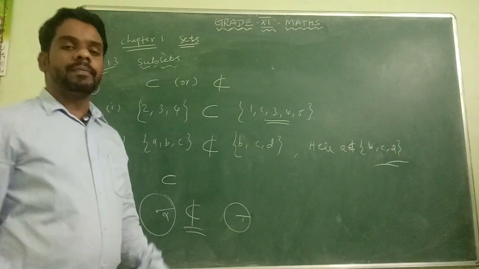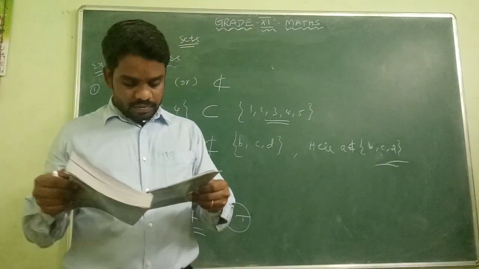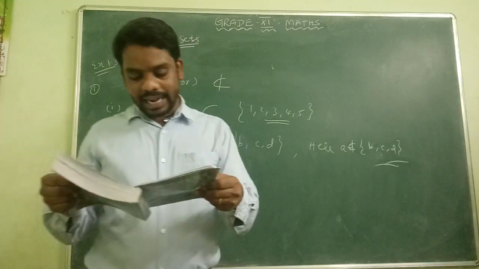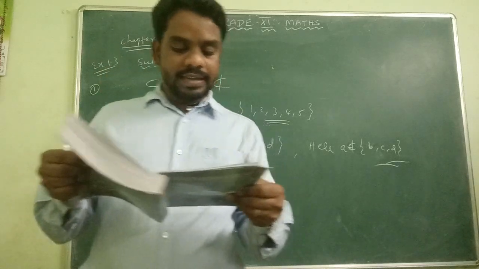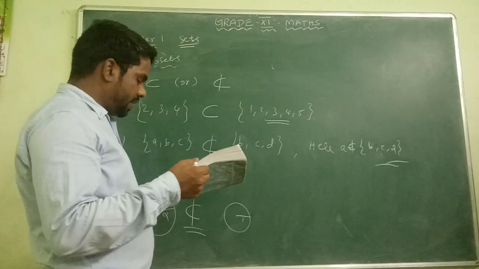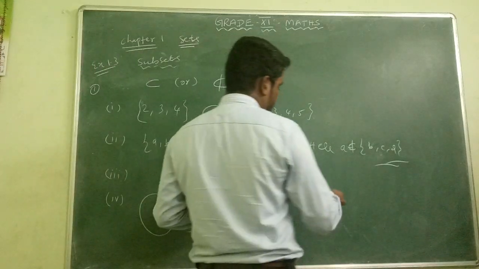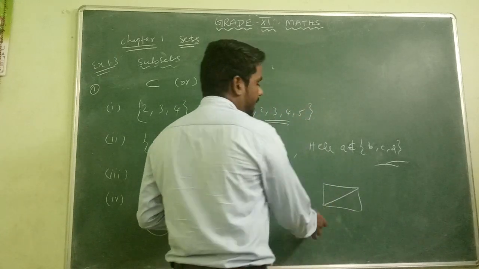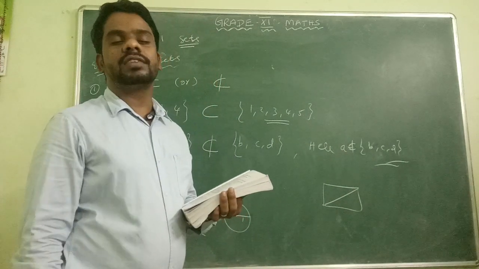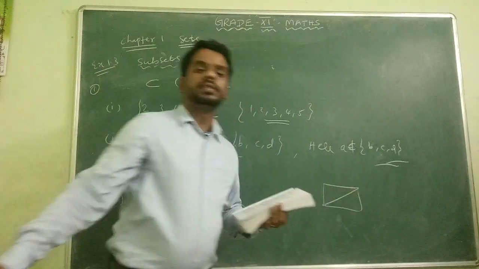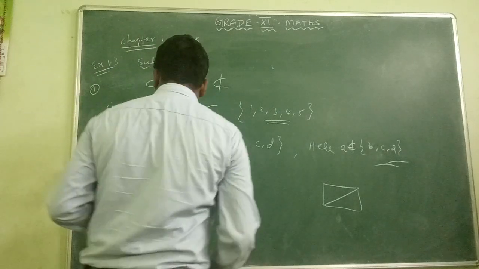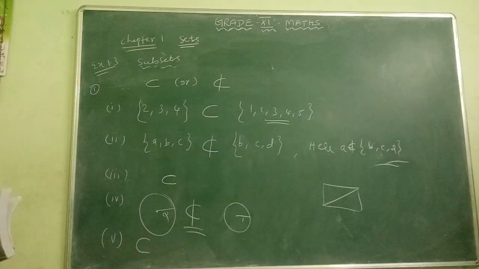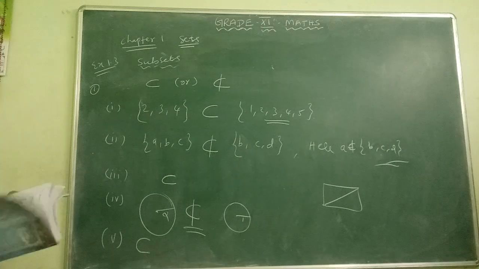Okay, right. Next, the fifth one. x is a triangle in a plane and x is a rectangle in a plane. Listen students, x is a triangle in a plane. A rectangle has 2 triangles, so the triangle also belongs to this rectangle. So the fifth question is a subset. Okay, check your book answer.